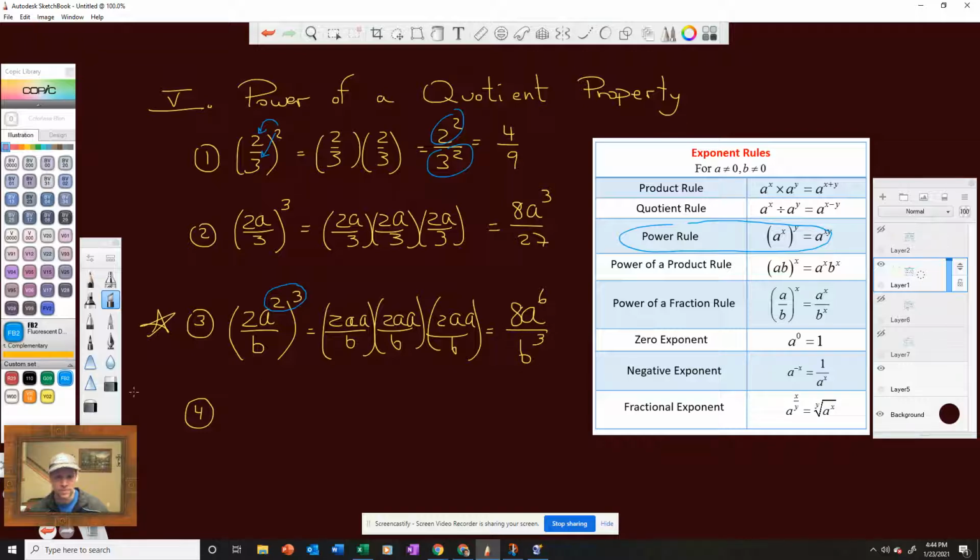Okay? All right, we're going to write the rule. So that means that if you have a over b to the x, that x applies to both the a and the b. So it becomes a to the x over b to the x. No matter what a, b, and x are, that is what's going to happen.